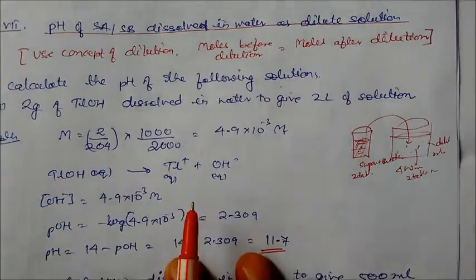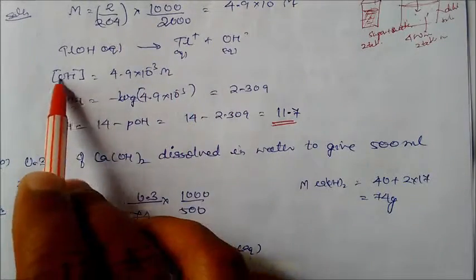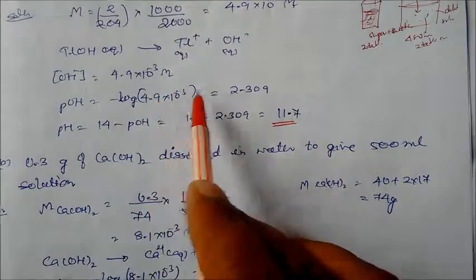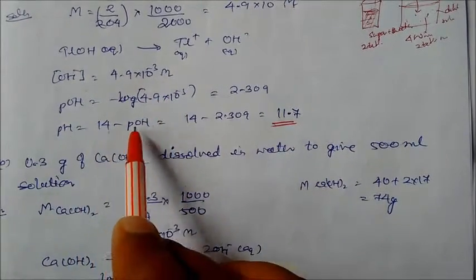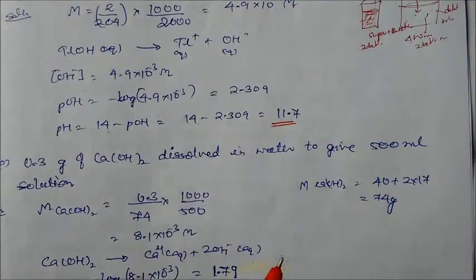Now we can find the OH. Thallium hydroxide gives thallium plus OH. This is the concentration of OH. Substitute this value to get pOH. Then pH equals 14 minus pOH, that is this much value. This is the pH of this question.